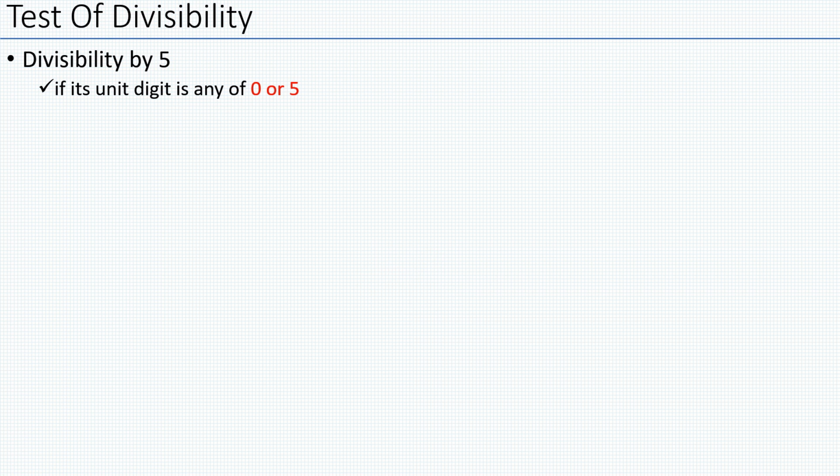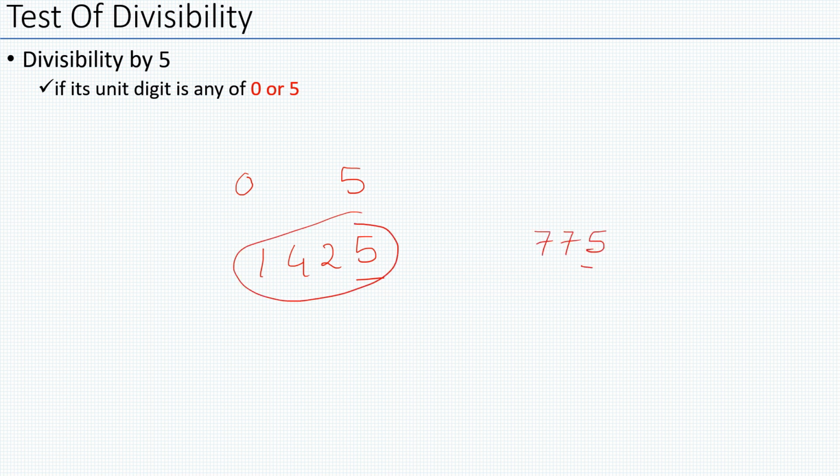Let's take another divisibility test, whether we can divide by 5 or not. If the unit digit is 0 or 5, then we can divide the whole number by 5. Say for example 1425, the unit digit is 5, that's why we can divide the whole number by 5. Let's take another, 775. Because the unit digit is 5, we can divide the whole number.